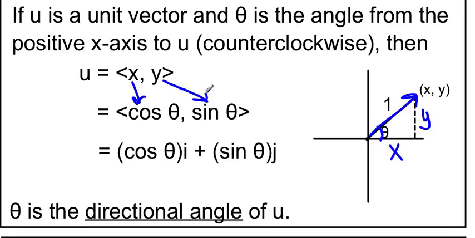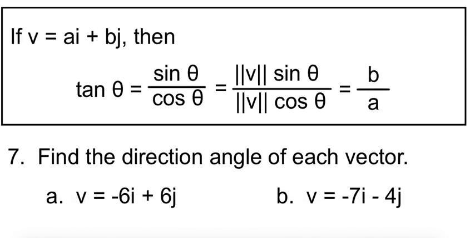Okay, and then we can also write this in our linear combination form that we talked about yesterday, that we have cosine theta i plus sine theta j. And we call theta the directional angle. So this is just another way that we can write vectors. The power of doing this is we can do a lot of calculations on vectors because we can introduce all of our trig stuff. Okay, so that's the reason we would want to rewrite it.